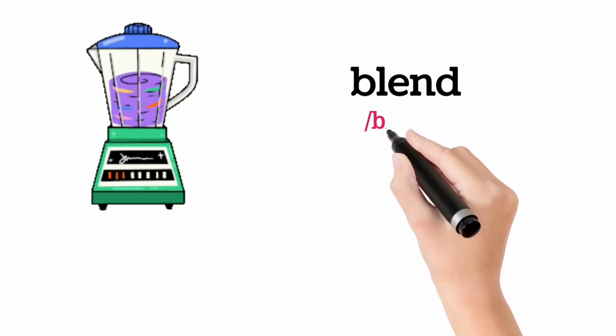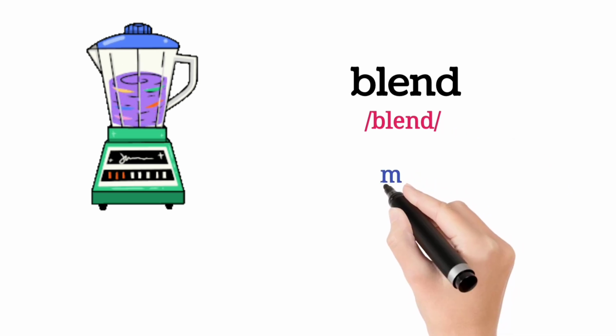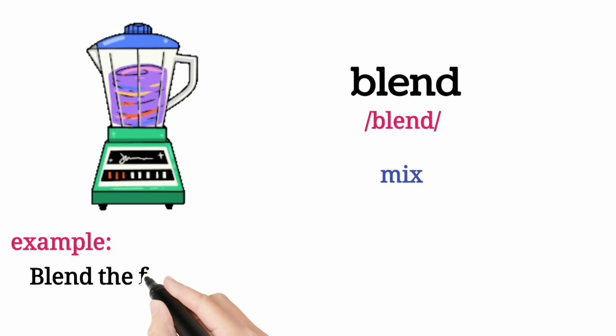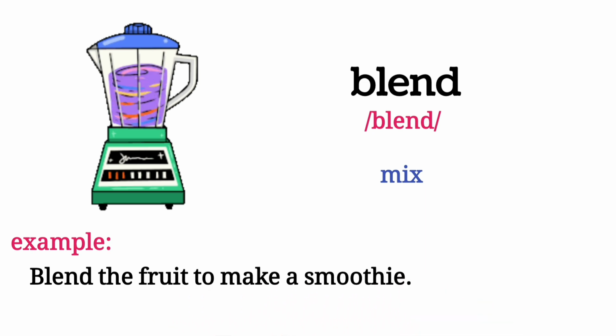Blend. Example: blend the fruit to make a smoothie.